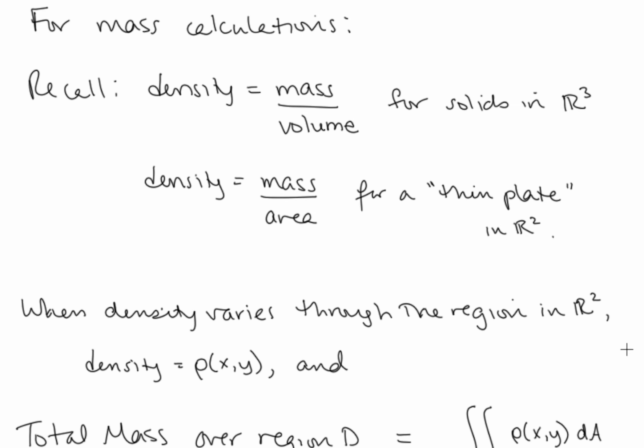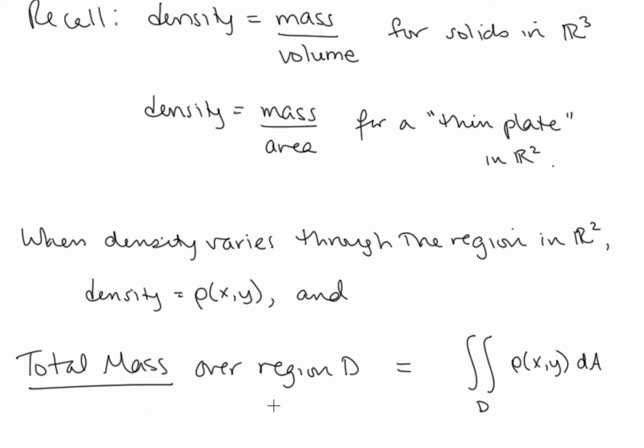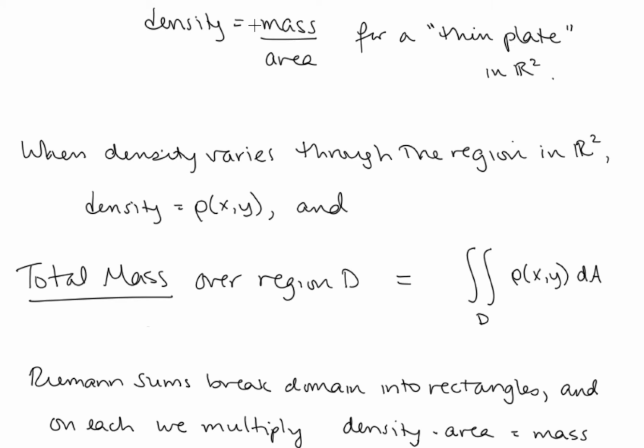Let's take a look at what we need for mass calculations. Recall that density is mass over volume for solids in R3, but when we're talking about a thin plate, we give density in terms of mass per unit area. And when density varies throughout the region in R2, or varies throughout our thin plate, we talk about a density function. This is rho of x and y. And then the total mass over region D, and region D describes our thin plate, is going to be the integral over D of that density function. Because notice, mass here is density times area.